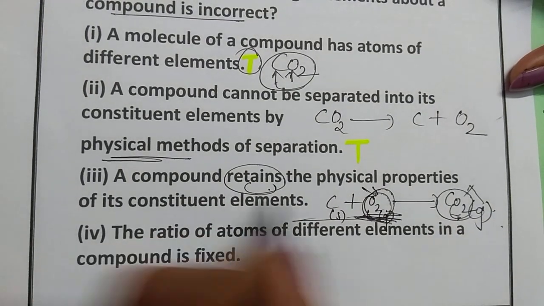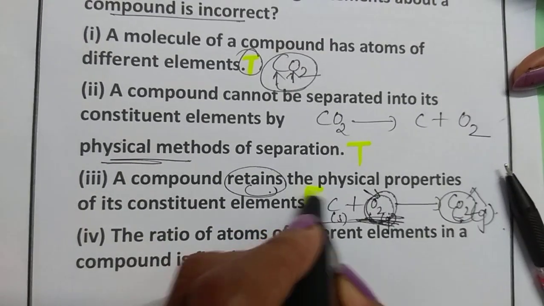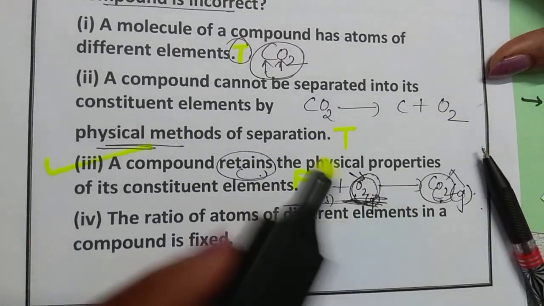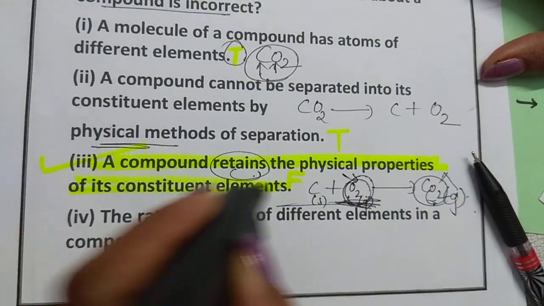So a compound cannot retain the properties. So this is a false statement. They are asking for the false statement. A compound cannot retain the physical properties. This is a correct statement.